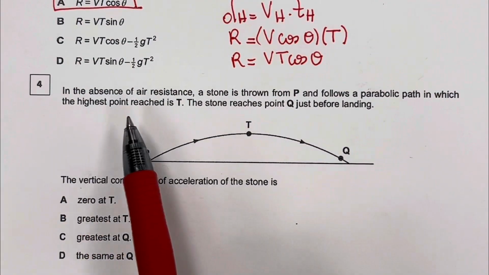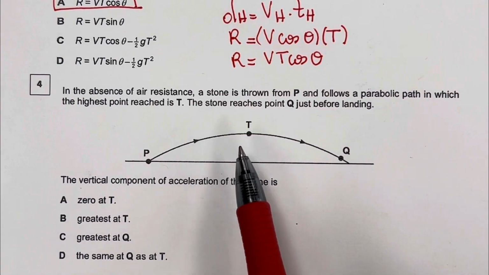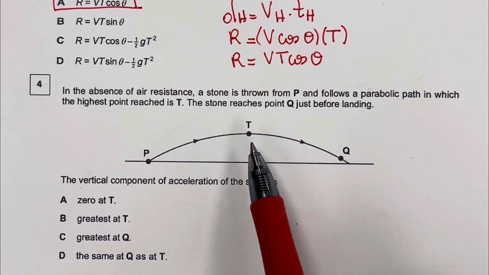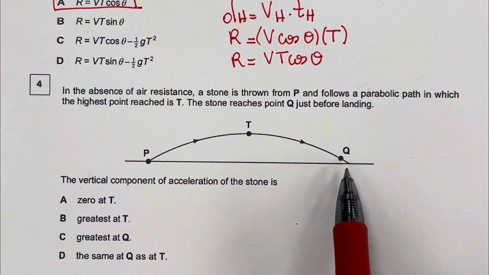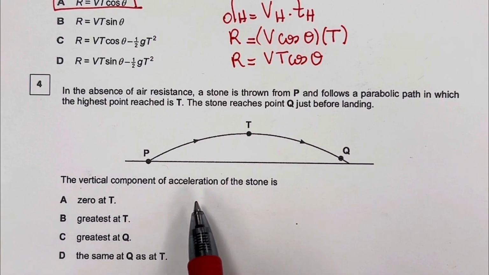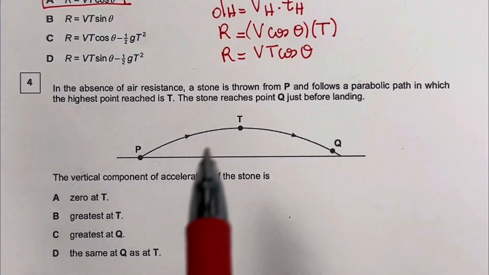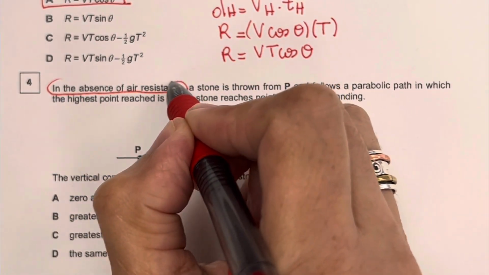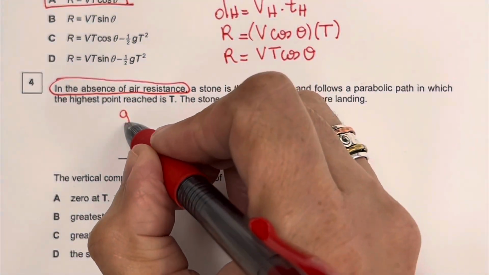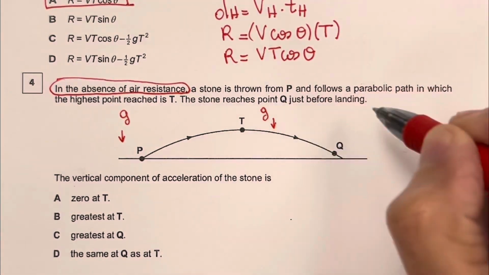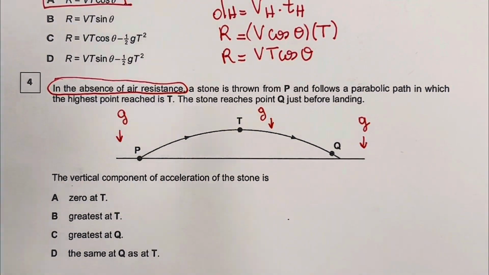Question 4. In the absence of air resistance, a stone is thrown from P and follows a parabolic path in which the highest point reached is T. The stone reaches point Q just before landing. The vertical component of acceleration of the stone is... A couple of points here that we need to identify in this problem is this: the absence of air resistance. So in the absence of air resistance, gravity is the one acting the entire time. So the acceleration of gravity throughout this trajectory remains the same.